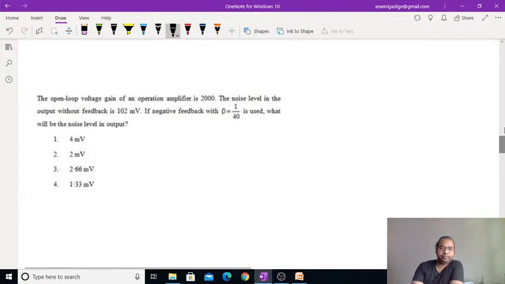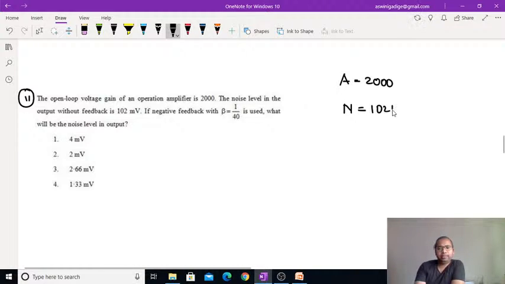And next, coming to the 11th question. So here the open loop voltage gain of the operational amplifier is given. Let's take the open loop voltage gain as 2000. The noise level in the output without feedback, let's take it as 1 or 2 millivolts, and the negative feedback is 1 by 40. What will be the noise level in the output with feedback?